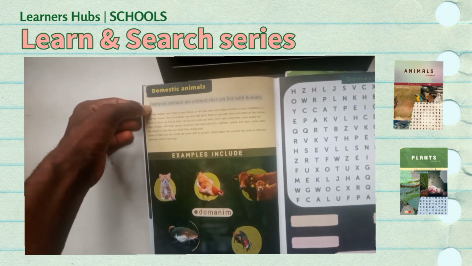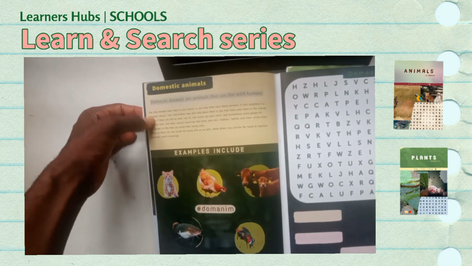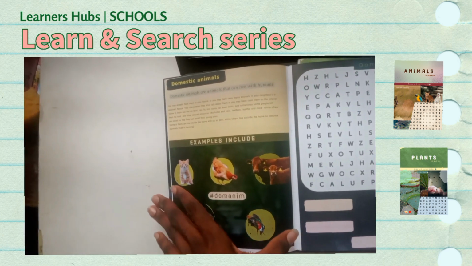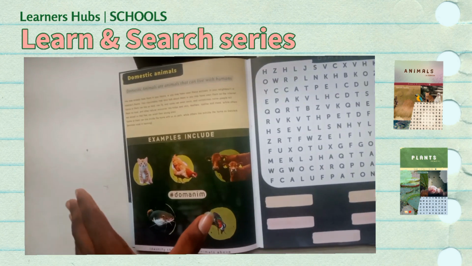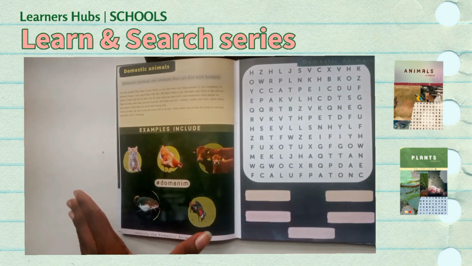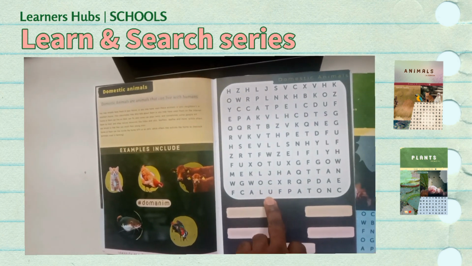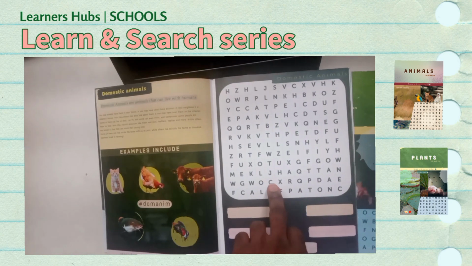We define that particular subtopic, and we write briefly about it and give examples in pictures without the names included. It's now the work of the reader to find out the names of these examples and look for the actual names in this puzzle. For example, this is a cow, and this is the spelling of cow, C-O-W, and you write it here.